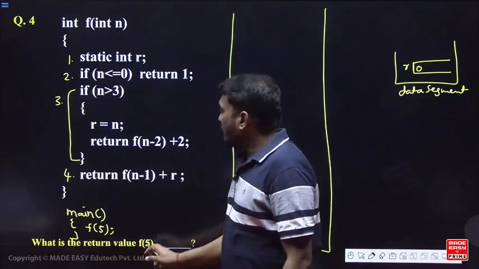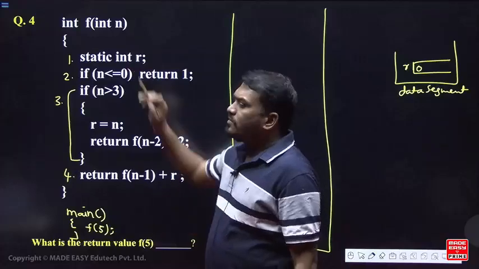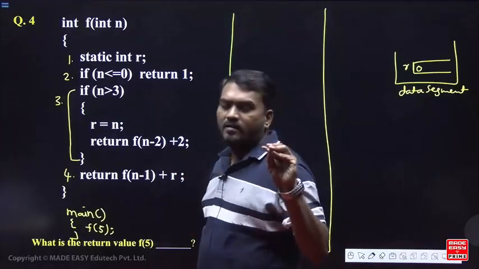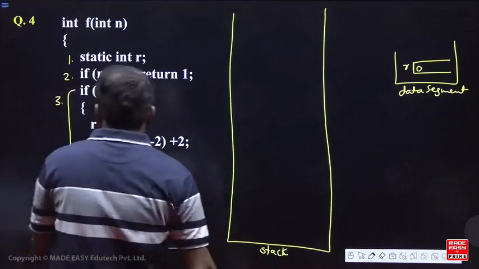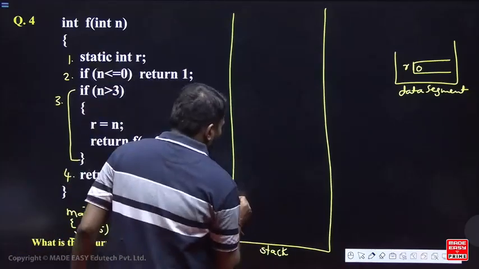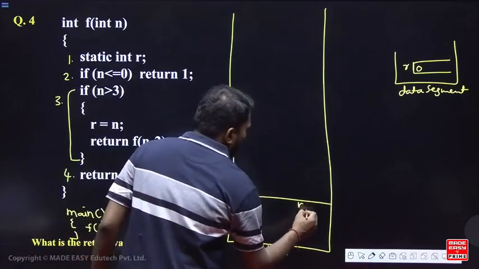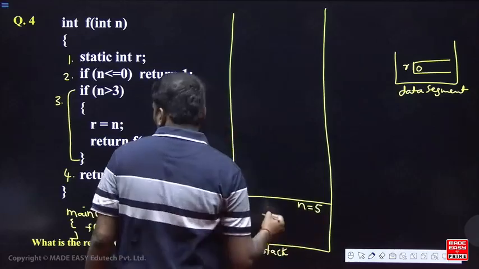Now it's asking the return value of f of 5. What is the n value you are passing here? 5. Understand here. Now n value you are passing is 5. So the first time you are creating an activation record, n value you are passing is 5.